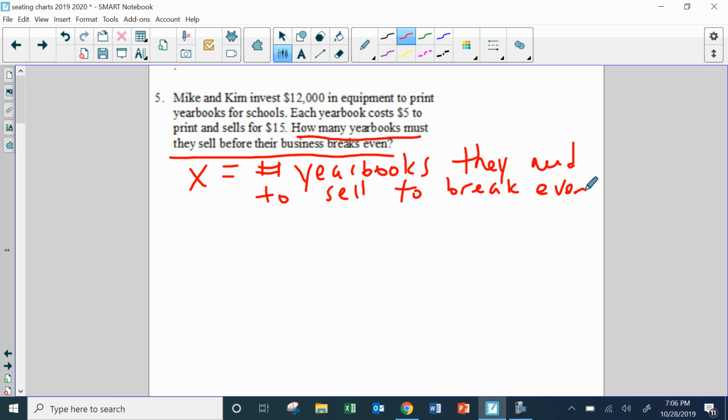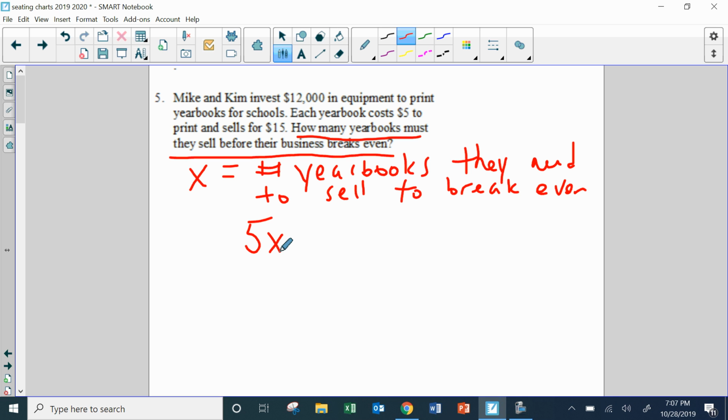So my equation, I know, is going to involve some money. And it's going to involve certainly two equations. So I know my yearbook cost is going to be 5 times the number of yearbooks I make. So that's going to be a part of one of the equations. 5 times X is going to be a part of one of them. I know that. So I'm going to go ahead and put that in. So 5X is going to be in one equation. And that's going to have to do with the cost of the yearbooks.